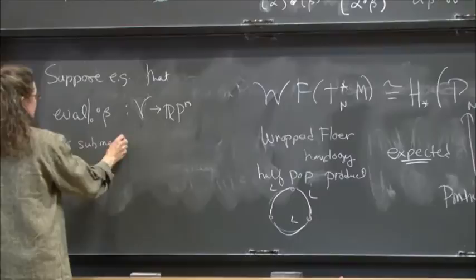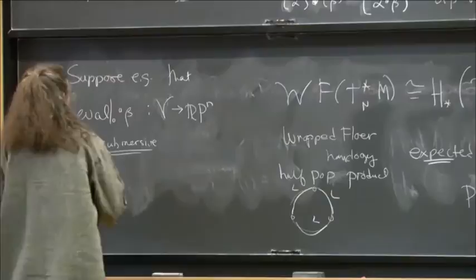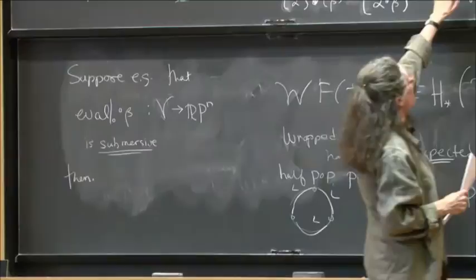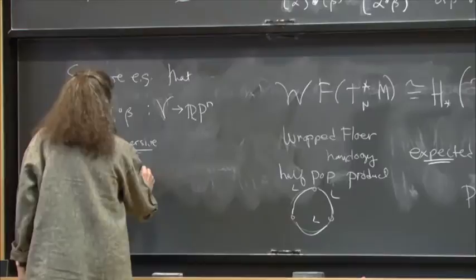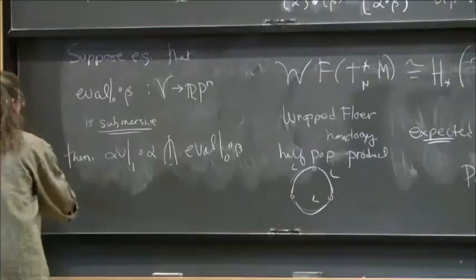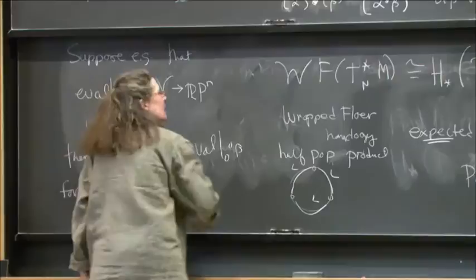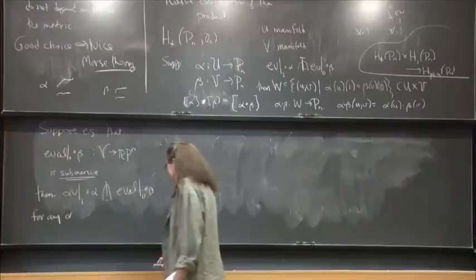Everybody knows what that means? It means that the derivative maps the tangent space here onto the tangent space here. So if this map is submersive, then for any alpha at all, this is always going to be transverse. Evaluation at 1 composed with alpha is transverse to evaluation at 0 composed with beta for any alpha whatsoever. So the transversality condition is met for any alpha, and we can define the product completely on the chain level, and it's correct.